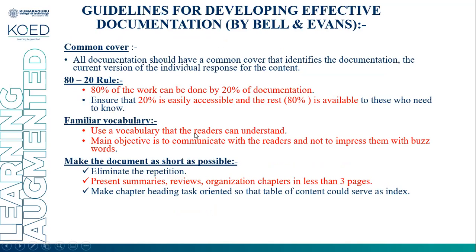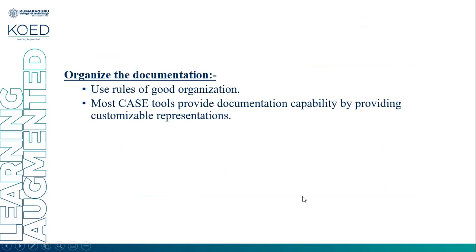Familiar vocabulary: use a vocabulary that readers can understand. The main objective is to communicate with the readers, not to impress them with buzzwords. You have to use simple vocabulary. Make the documentation as short as possible. Eliminate repetition. Present summaries, reviews, and organization chapters in less than 3 pages. Make the chapter headings task oriented so that the table of contents can serve as an index.